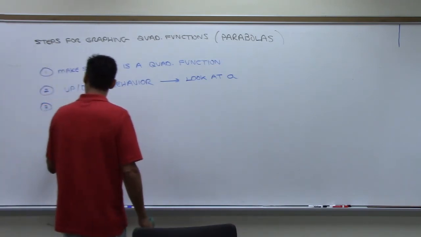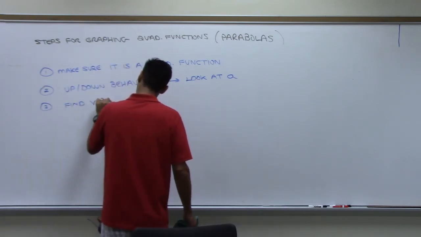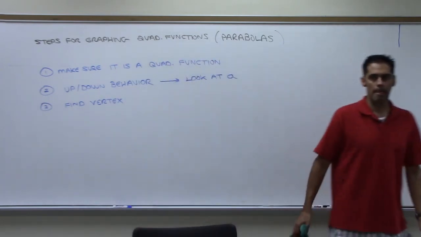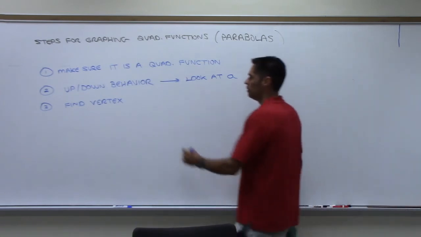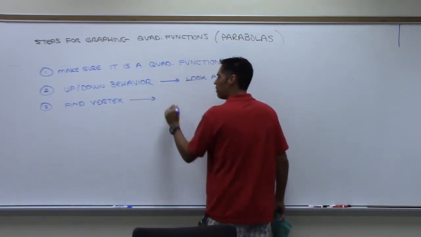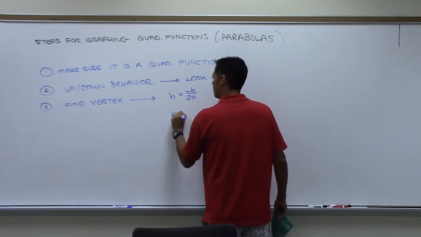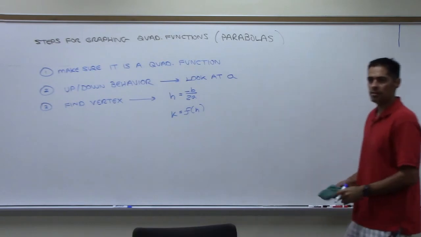Next thing, find vertex. How do you find the vertex? All right, you use the formula, right? H is negative b over 2a. K is f of h. I haven't given you an example, but we will go through that process.